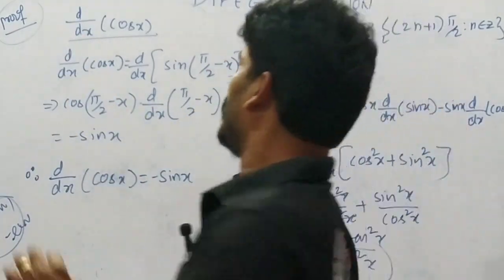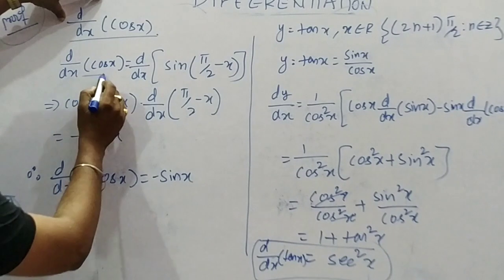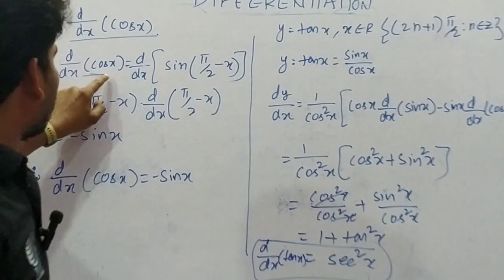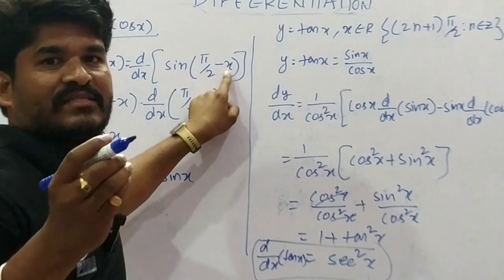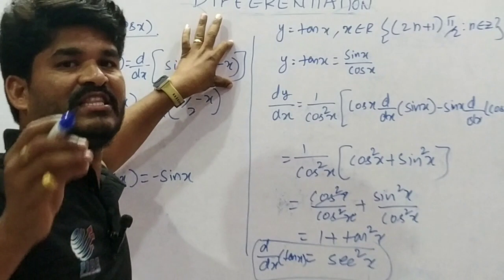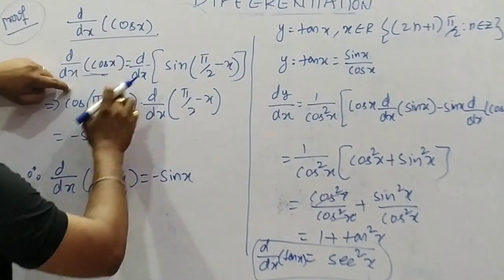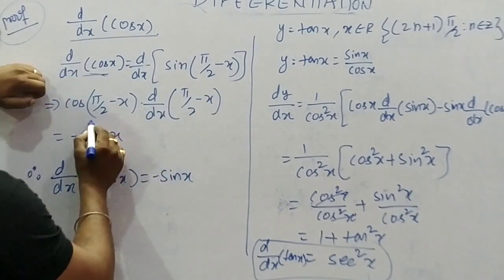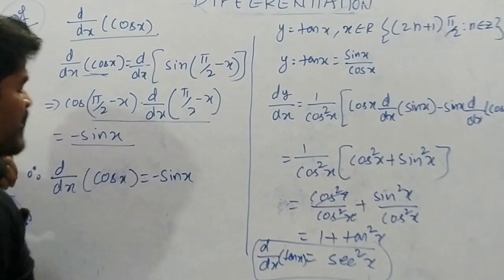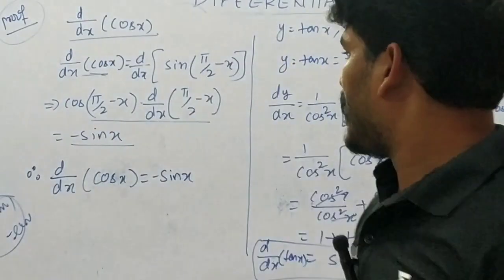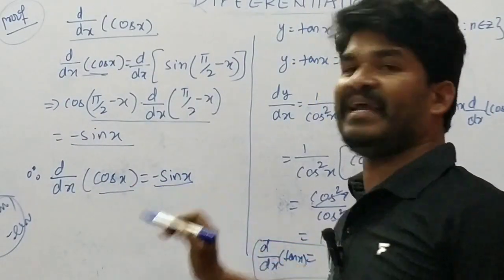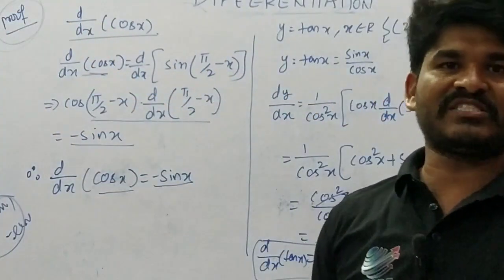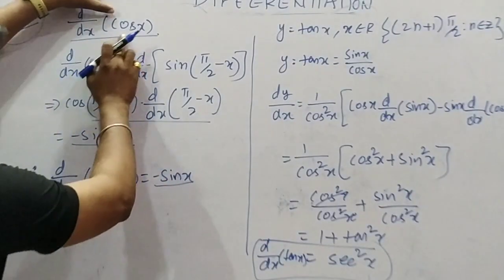This one we have already discussed; it is a basic concept. But we are going to prove d by dx of cos x. So d by dx of cos x equals d by dx of sin of pi by 2 minus x. Pi by 2 minus x is in the first quadrant. Therefore, cos of pi by 2 minus x into d by dx of pi by 2 minus x. Applying the chain rule, we get minus sin x. Therefore d by dx of cos x equals minus sin x.